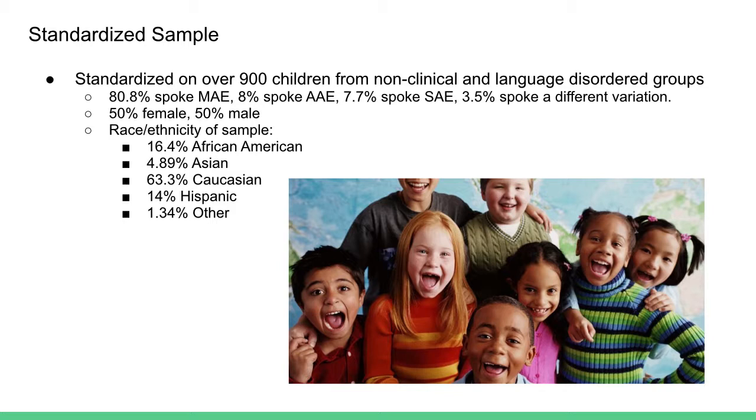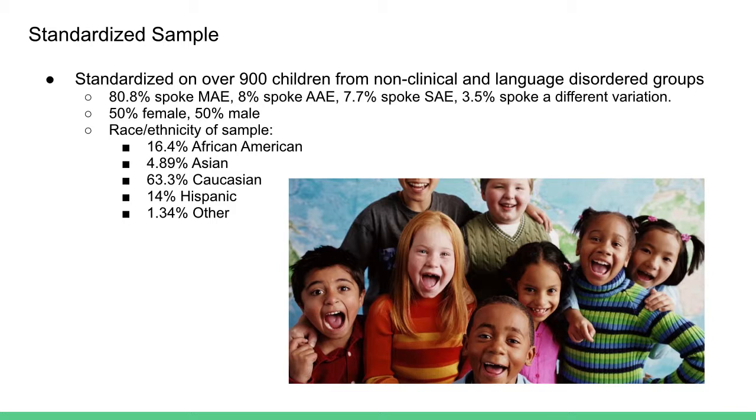The norm-referenced assessment was developed on a standardized sample of about 900 children. Age distribution was about 100 subjects in 9 age groups between 4 years to 9 years and 11 months. The subjects had a range of abilities and included both those typically developed and those with language disorders. About 80% of the sample spoke the mainstream American English dialect. 8% spoke African American English, 8% spoke Southern American English, and 3.5% spoke a different dialect variation.